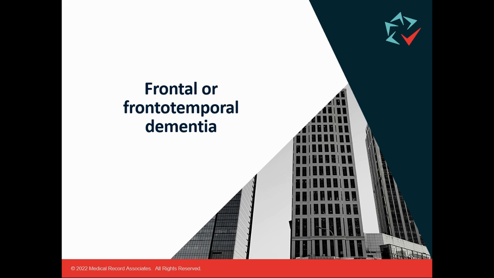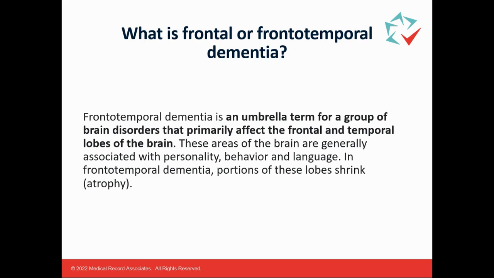So let's move on to frontal or frontotemporal dementia. What is frontal or frontotemporal dementia? Frontotemporal dementia is an umbrella term for a group of brain disorders that primarily affect the frontal and temporal lobes of the brain. These areas of the brain are generally associated with personality, behavior, and language. In frontal temporal dementia, portions of these lobes shrink or atrophy.